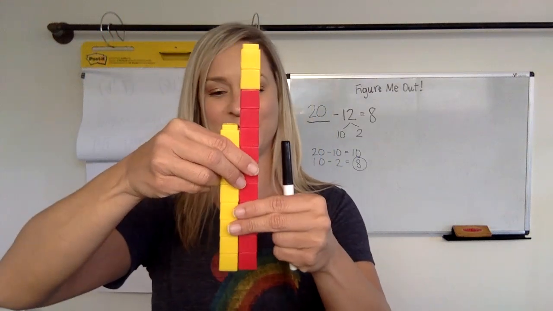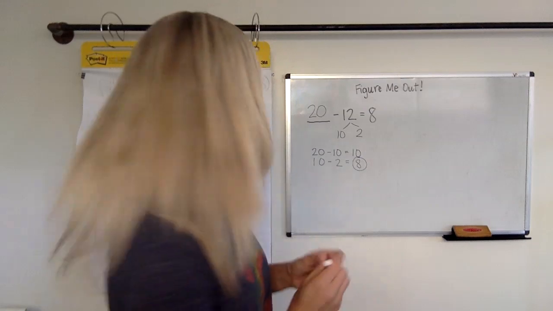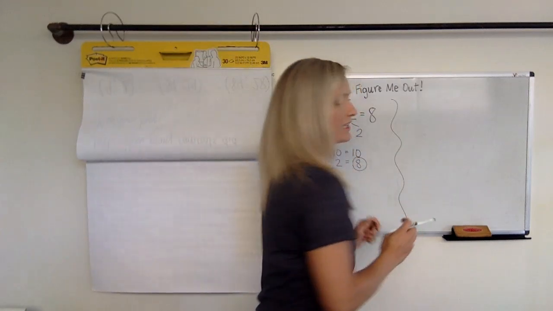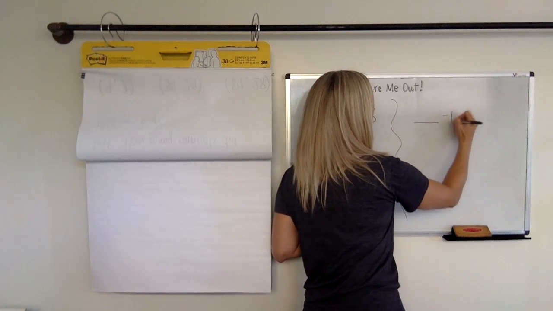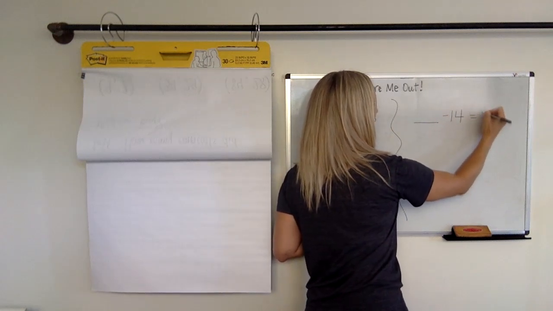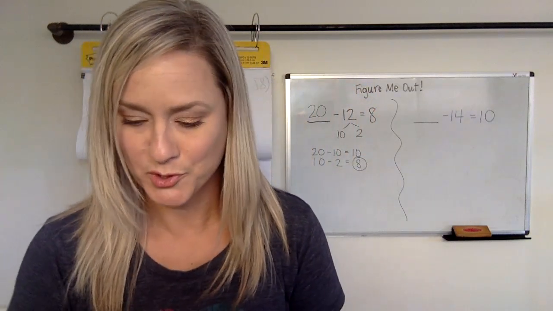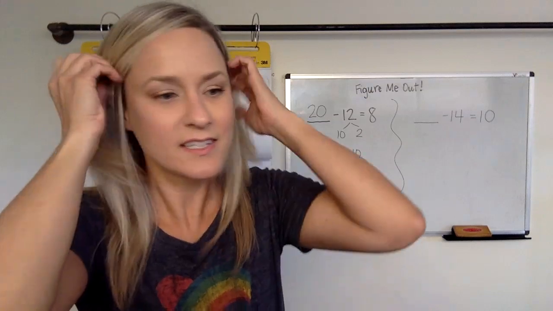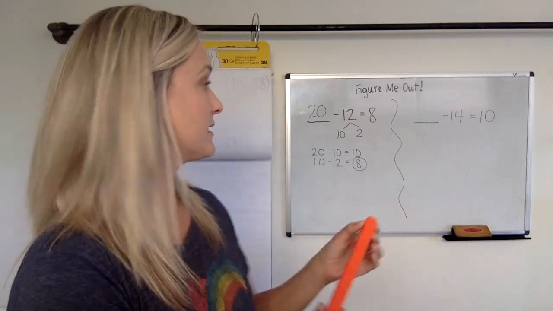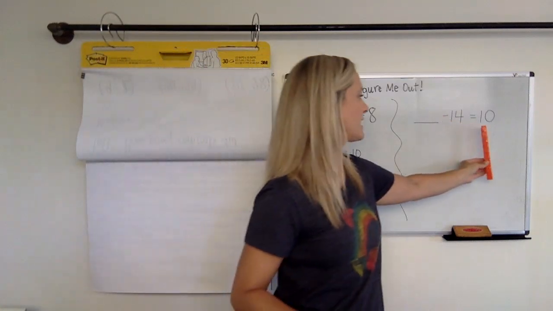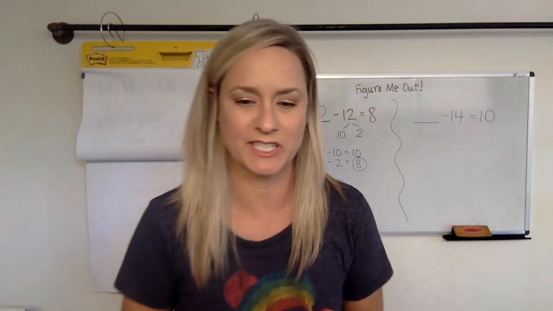There it is. Just like that. Okay, let's try another one. I think I'm going to do it on this side of the board so we can leave it like that. Okay, missing number minus 14 leaves 10. Okay, everybody get your tools. Let's see. Tools, I got my tools. In the end, I know I want 10, but I also have to take off 14.